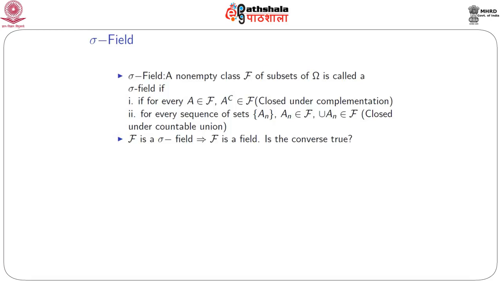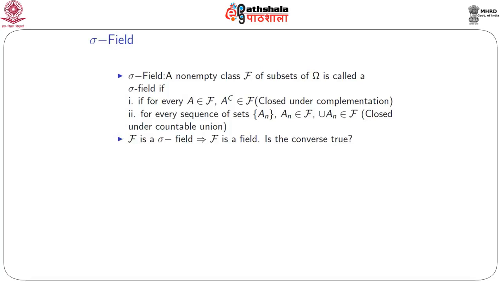And the second part is that for every sequence of sets A n, if A n belongs to script F, their union will also belong to script F. So, it is called closed under countable union. The main difference between field and sigma field is the second condition, where a field is closed under finite union, and this has been extended in sigma field to countable union. So, sigma field is an extension of the field. If F is a sigma field, then F must be a field. The question is whether the converse is true.